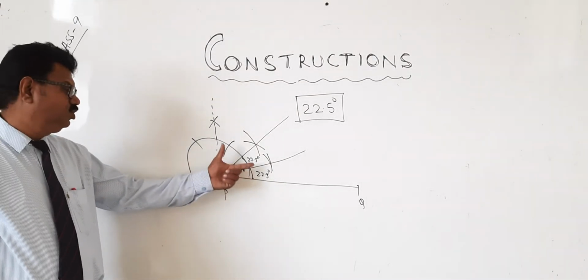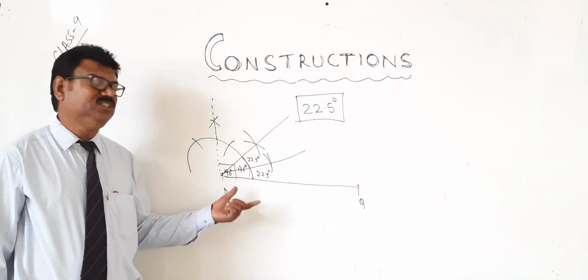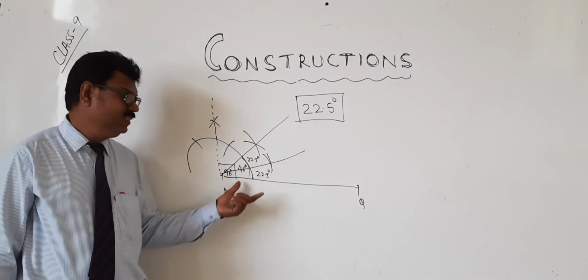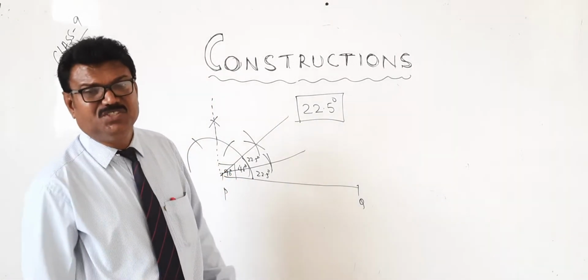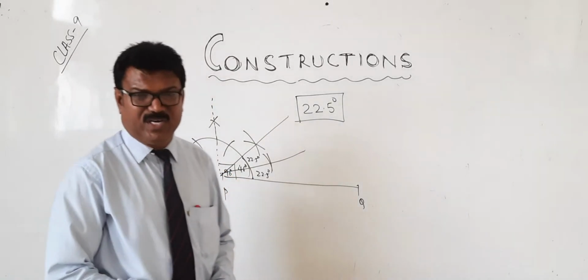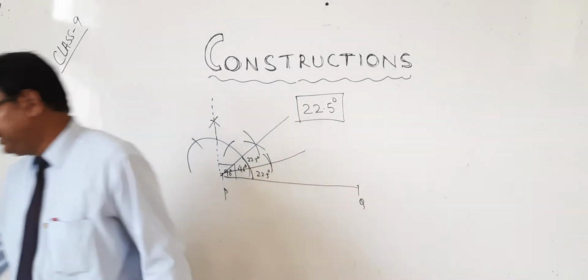So you can choose like this 22.5, 37.5, which are multiples of 15. You can construct these. Other than multiples of 15, just with the help of a protractor you can draw directly. Okay? Right. Next.